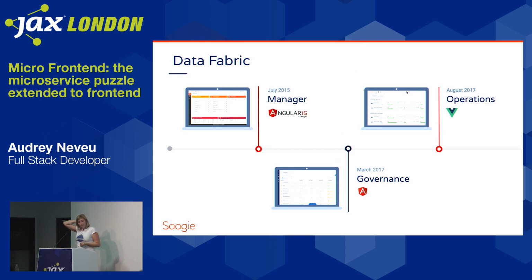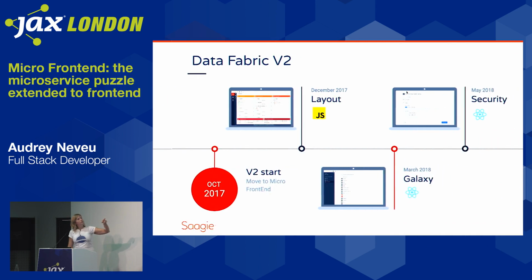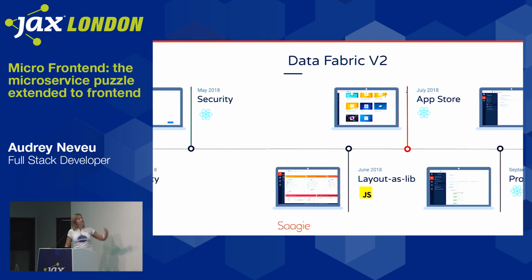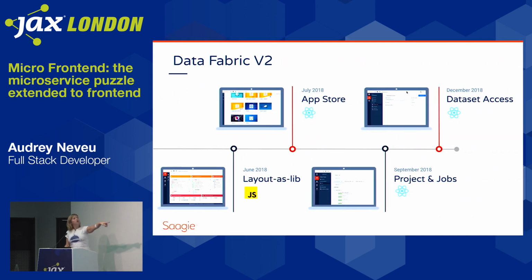So at the end, the micro teams organization works really well for us. In one year, we've been able to deliver four new applications. We've been able to extract security from the manager, and we've been able to start refactoring it in a new application called Project and Jobs, while still having the manager in production.